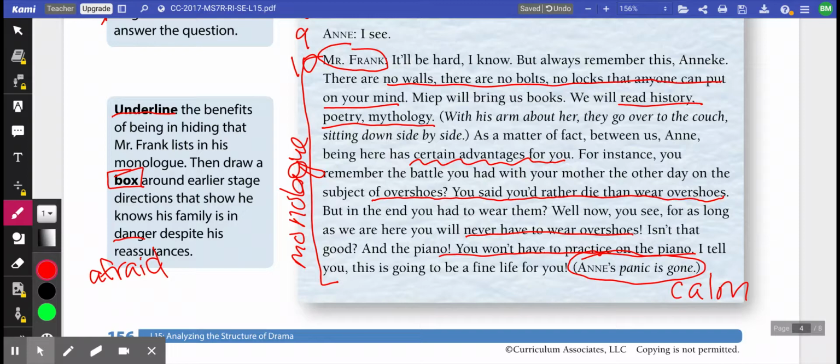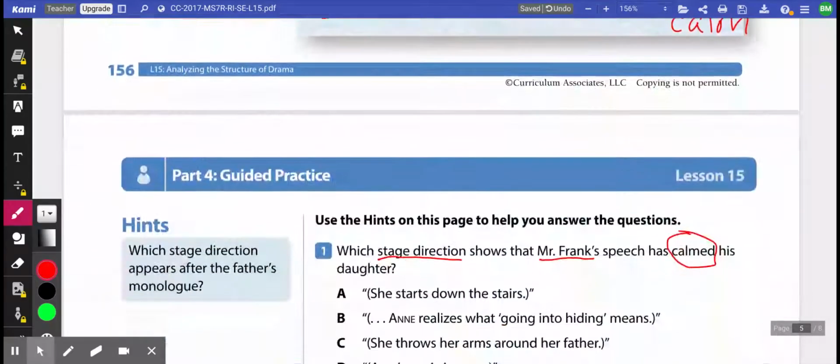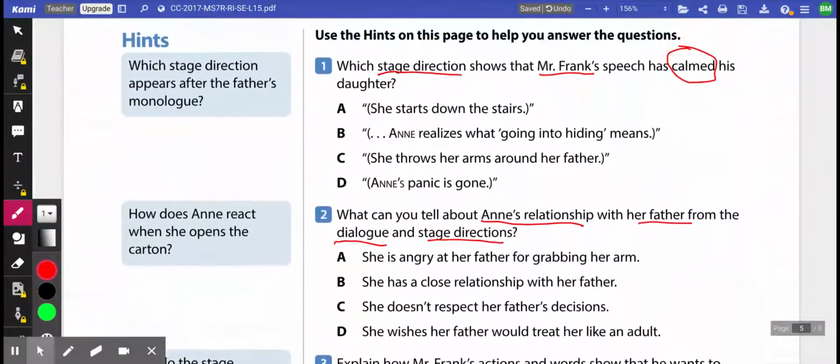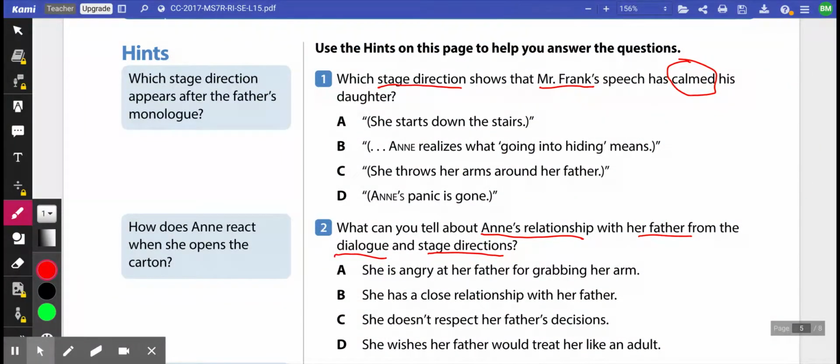That even though she can't leave, she can't make a lot of noise, she can't do a lot of stuff during the day, there are benefits to that. So let's go and look at our questions again. So let's see. Our hint over here asks us which stage direction appears after the father's monologue, if you get stuck with this question. So, number one, which stage direction shows that Mr. Frank's speech calmed his daughter?